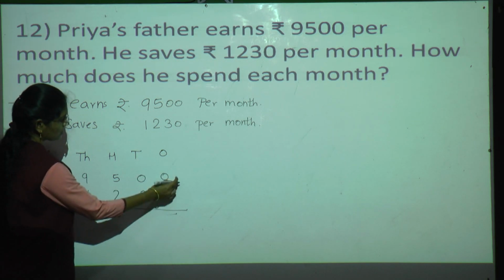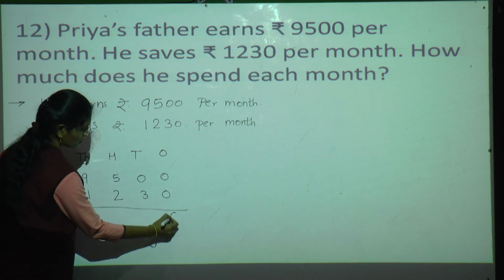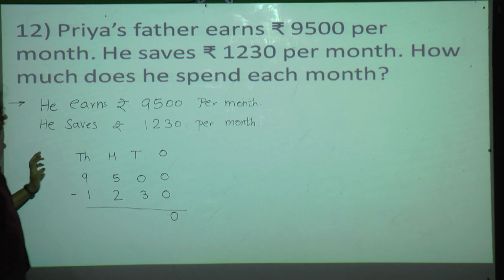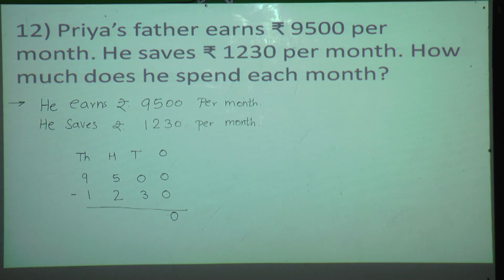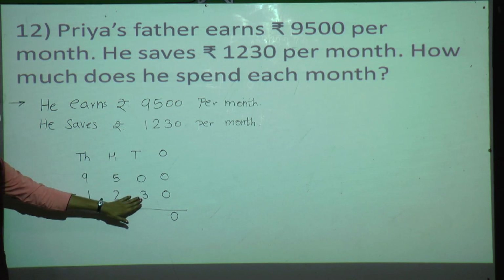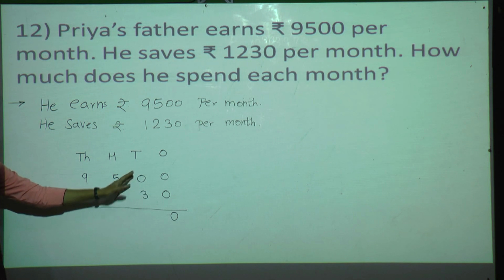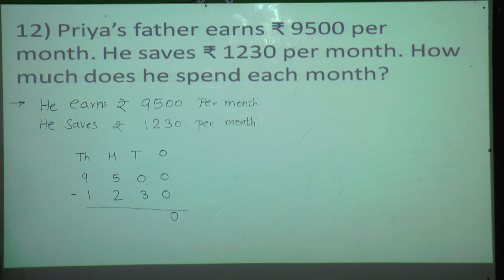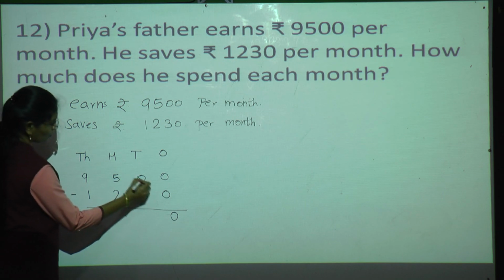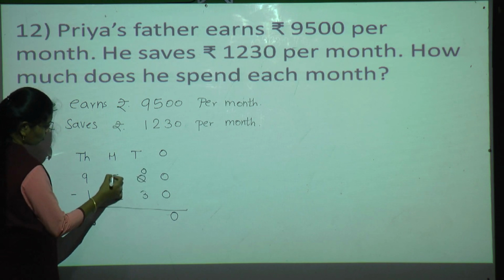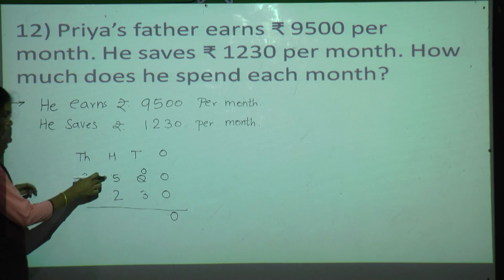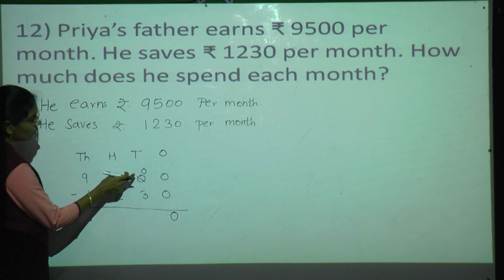See the ones place, here 0, here also 0 is there. 0 minus 0 is equal to 0. Then see the tens place, here 0 is there, here 3 is there. 0 minus 3, can we do 0 minus 3? No. Then what you will do? Just cut this 0, write as it is, and then go to the neighbor. Who is the neighbor of tens? This 100 is the neighbor of tens.